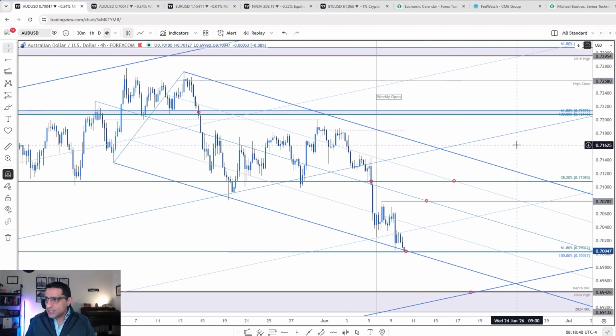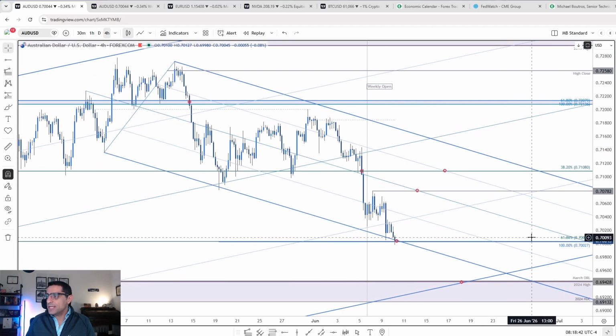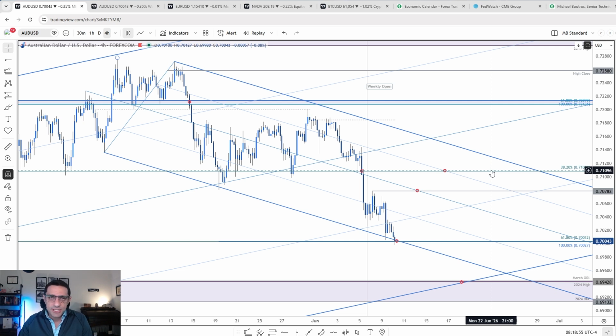So the setup is pretty clear. The levels are very clear. Initial resistance .7078, bearish invalidation .7108, near-term support the .70 handle, downside break from there. Look for a potential accelerated drop towards .6942, .6914.